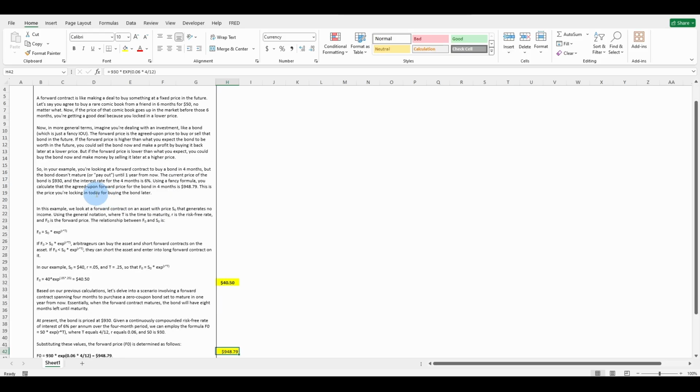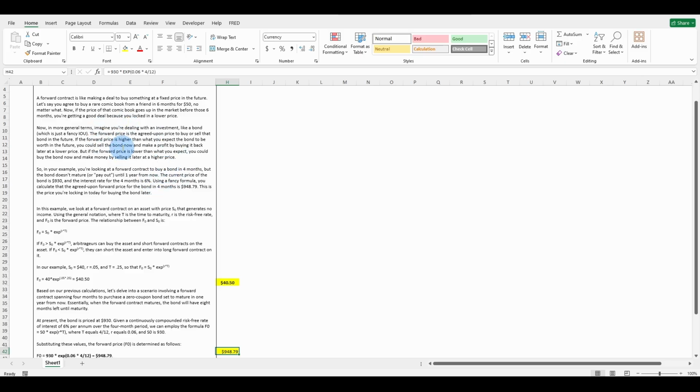So in your example, you're looking at a forward contract to buy a bond in 4 months. All right, this is 4 months in the future, but the bond doesn't mature or pay out until 1 year from now. So think about that. You're buying a forward. It goes into effect in 4 months. What's the cost of that thing today for a bond that you're going to buy in 4 months? That's really what this session's all about.